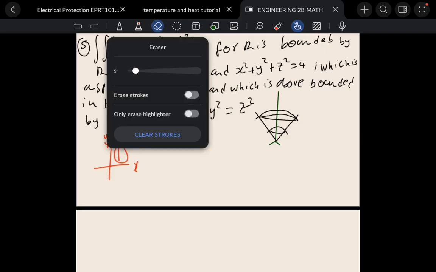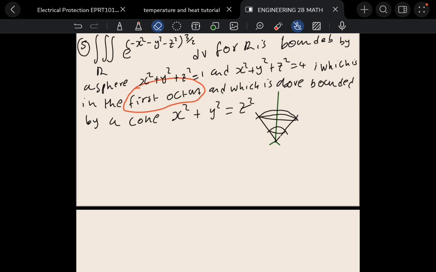Now, what will be your value of phi? Your value of rho, sorry. Your value of rho will be determined by the two spheres. The first sphere is rho squared equals 1. The second one is rho squared equals 4. So your rho is starting from 1 to 2, because we have two spheres. Remember, rho is determined by the spheres.